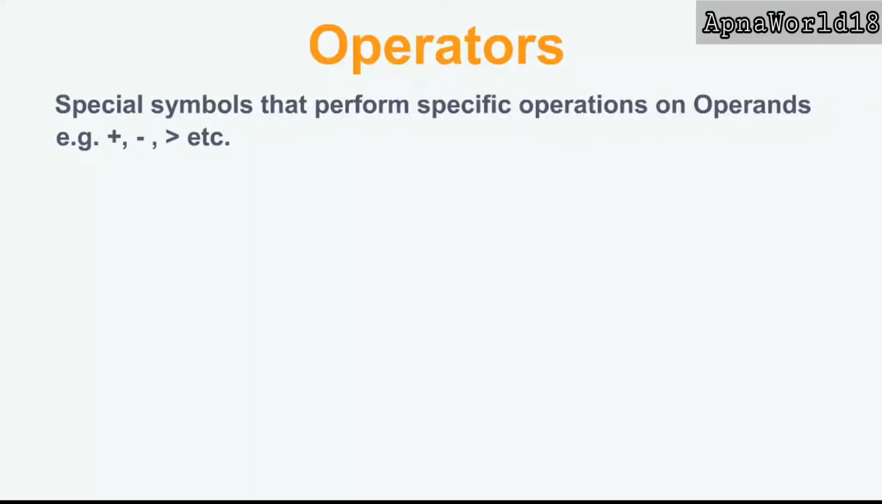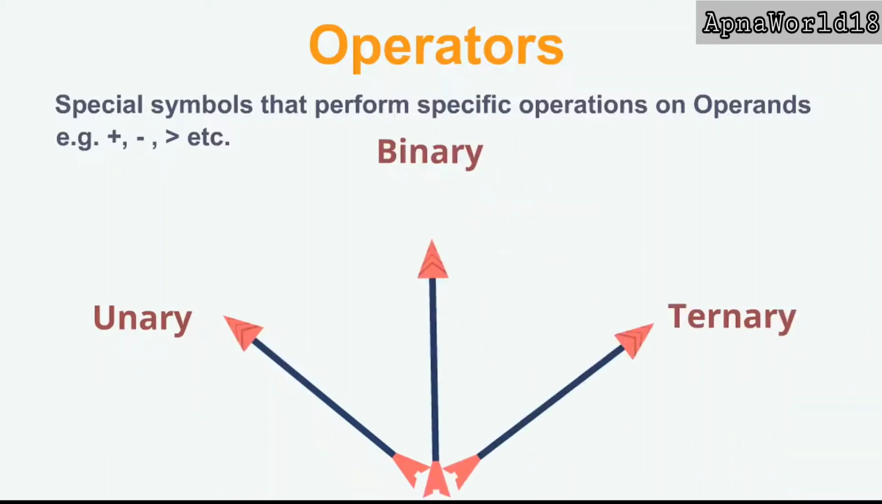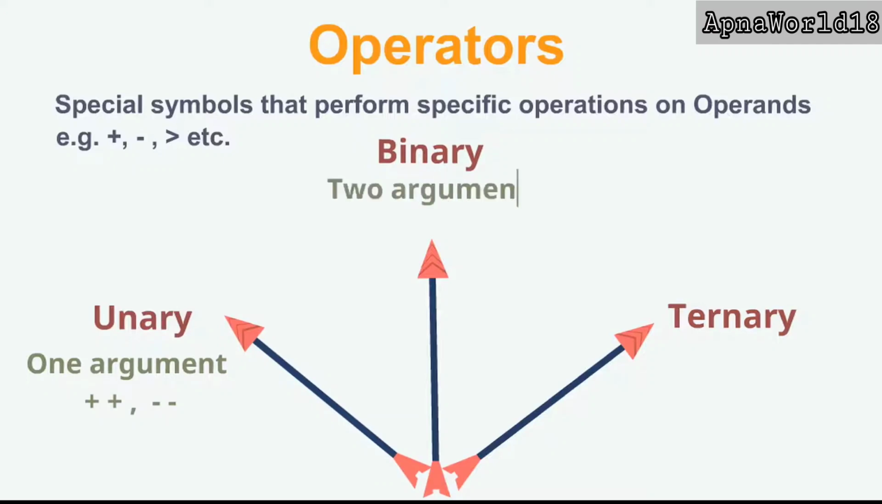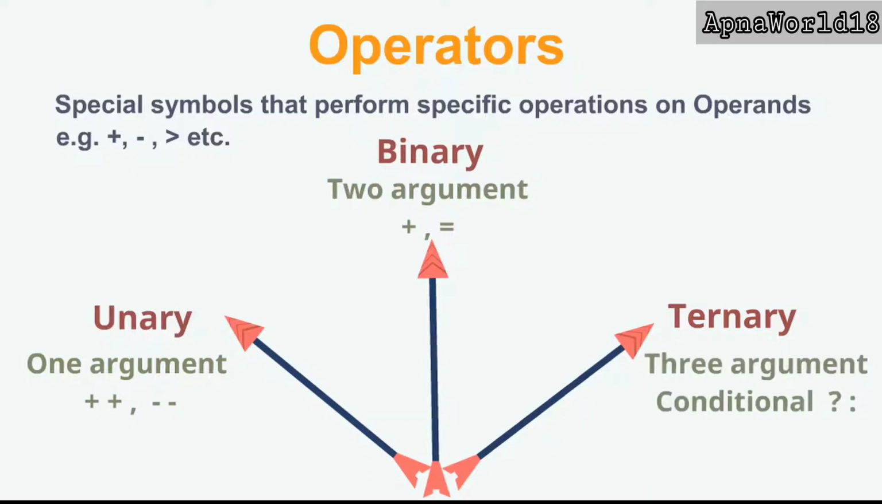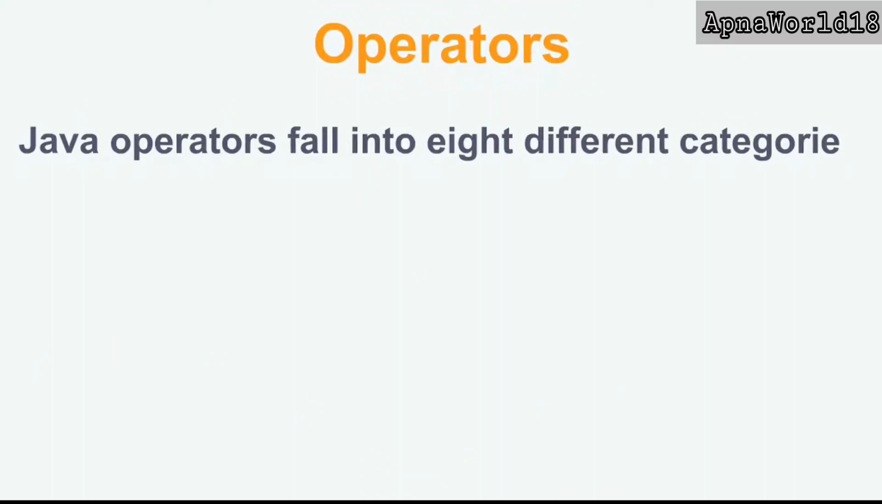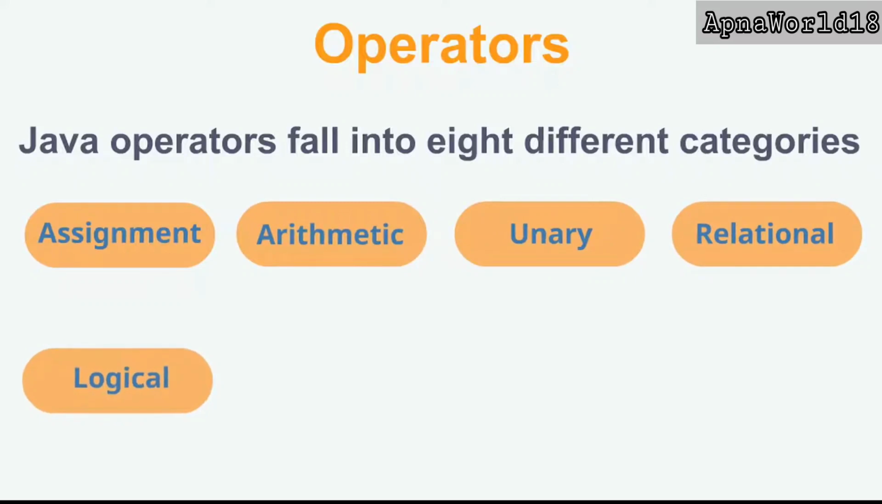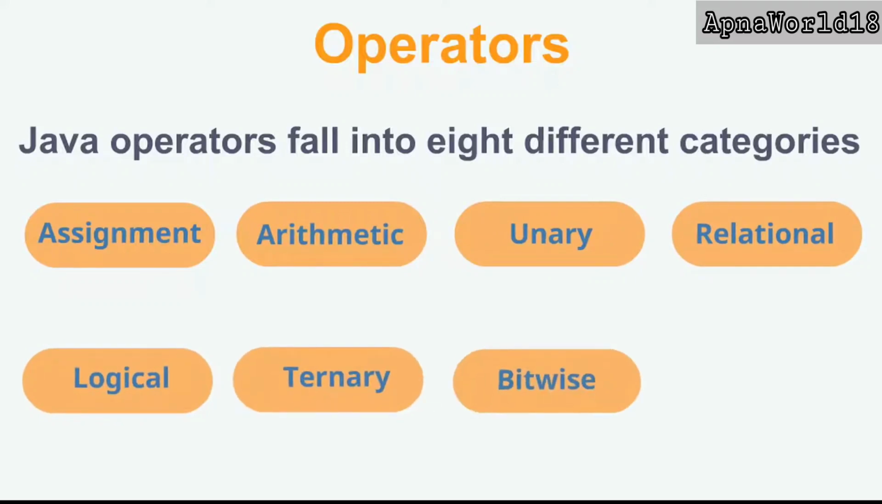Java operators can be classified as unary, binary, or ternary. Unary takes one argument. Example: increment and decrement operator. Binary takes two arguments. Example: plus and equal to operator. Ternary takes in three arguments. Example: the conditional operator. Java operators can also be divided into 8 different categories: assignment, arithmetic, unary, relational, logical, ternary, bitwise, and shift. Let's look at each one of them.